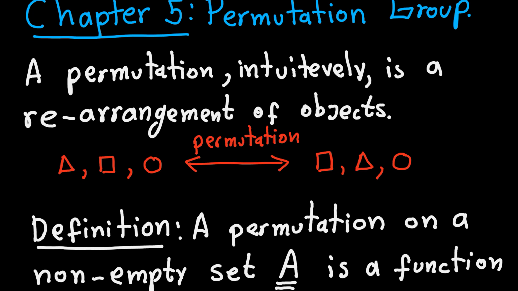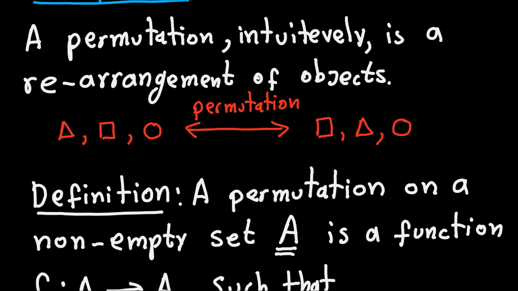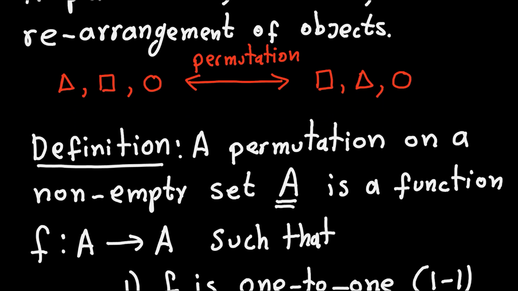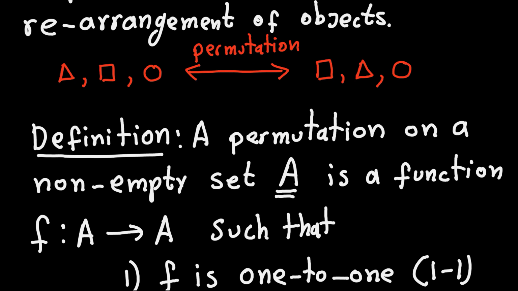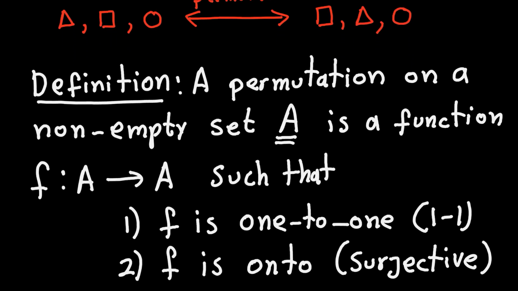So, for example, if you have a triangle, a square, and a circle, a permutation here will be a reordering or rearrangement of this. It's going to be something like this. Now, that's the way you can think about it, and it is actually the correct intuition for the permutation. But here we're going to look at the formal definition mathematically, and then later I'll explain why this formal definition will actually agree with the intuitive definition of permutation.